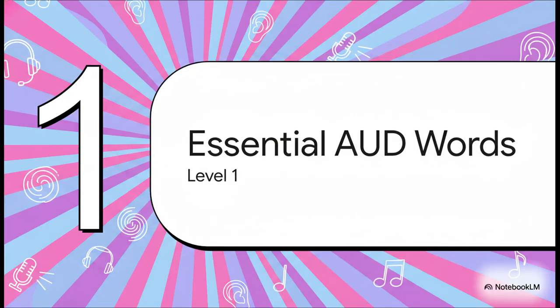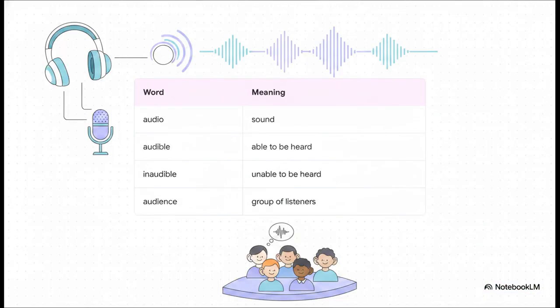Level 1, essential AUD words. These are your foundational words, the ones every speller absolutely has to know. Think about being at a massive concert. The audio is the actual sound you're taking in. If the speakers are pumping and working great, the music is audible, meaning it's able to be heard perfectly. But if the power suddenly cuts out, it becomes inaudible, totally silent, right? And you, along with everyone else standing around listening, you're the audience, literally a massive group of listeners.